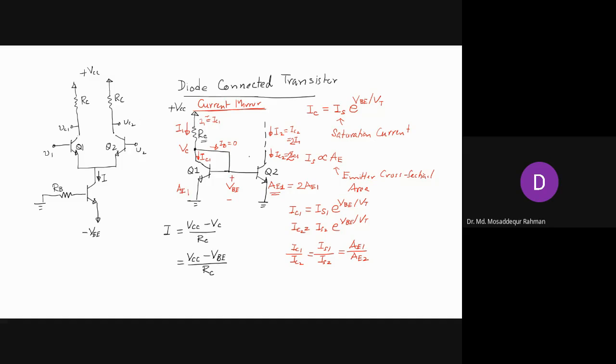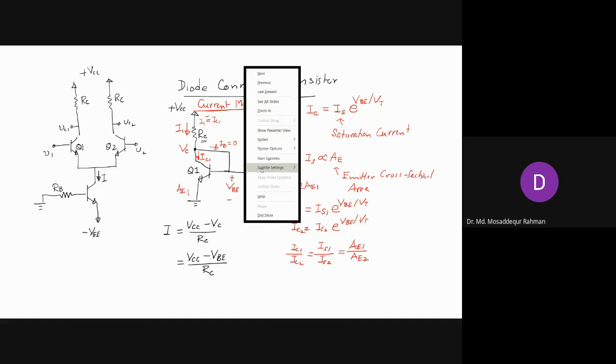So we can easily adjust the current that we want to reproduce. We can generate a small current, but we can reproduce a much higher current, depending on our requirement, by choosing the appropriate size for this transistor. Any question, guys?